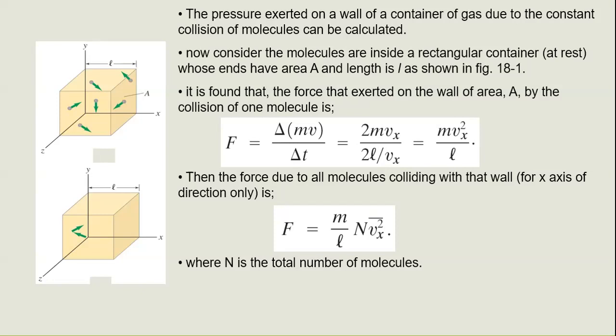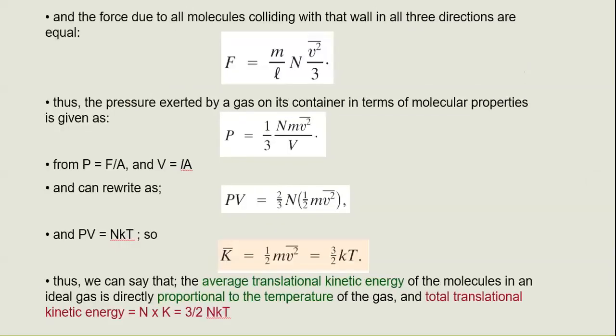Here there is a bar, a line on top of v. If you remember your statistics, a line above just means it's the average, so here it is the average of v squared, the velocity. The force due to all molecules colliding with the wall in all 3 directions is equal to this equation, and you can get the next 3 equations by just manipulating the previous equations.